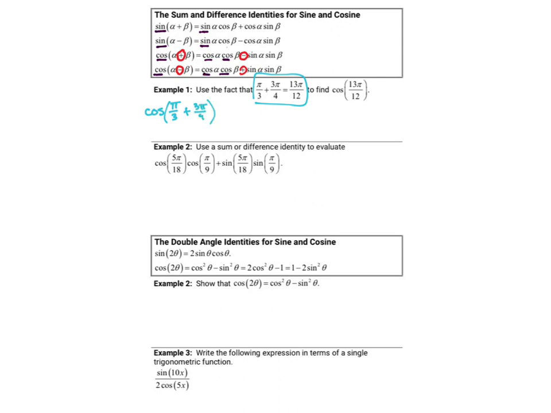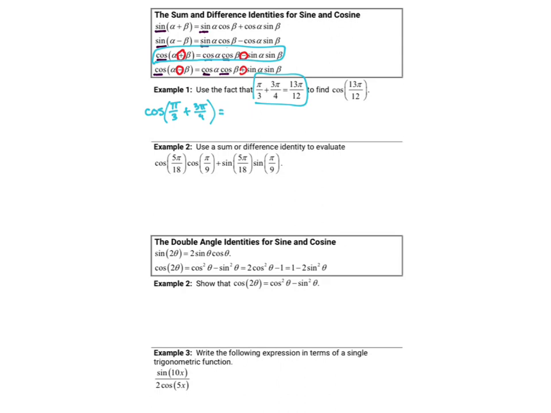We can split that argument into two arguments that are being added, which tells me which of the sum and difference identities to use: 1, 2, 3, or 4? 3. Because we have two separate angles that are being added, and we're doing cosine of those angles. So we're going to write this out using this format.